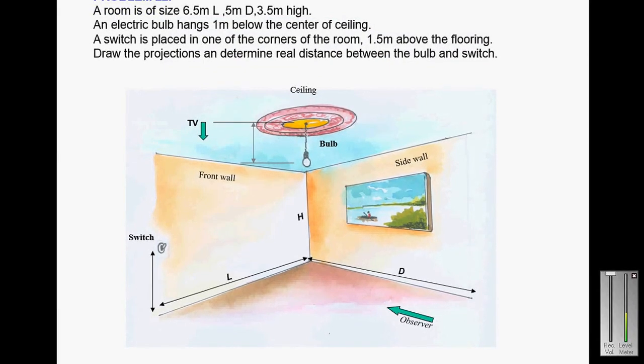And another typical problem, a room of size 6.5 meter length, 5.5 meter width, 3.5 meter height. An electric bulb hangs 1 meter below the center of the ceiling. A switch is placed in one of the corners of the room 1.5 meter above the flooring. Draw the projections and determine the real distance between the bulb and switch.